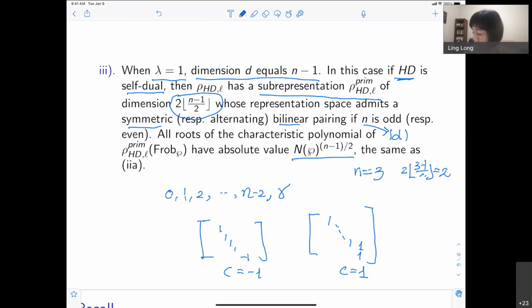So that means in this case, the representation at lambda equals 1 will be 2-dimensional, and all the absolute values will be the same, which is p to the norm to the (3 minus 1) over 2. So it's the norm to the 1 power. If I look at the even case over here, then this number will be 2. So the primitive part will be 2-dimensional, and then there will be an additional 1-dimensional representation coming in. And the eigenvalue on this 1-dimensional space typically is smaller.